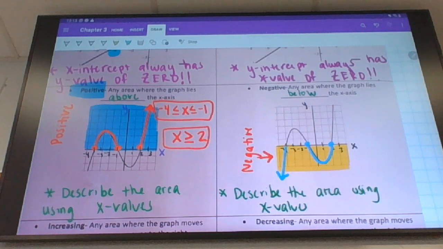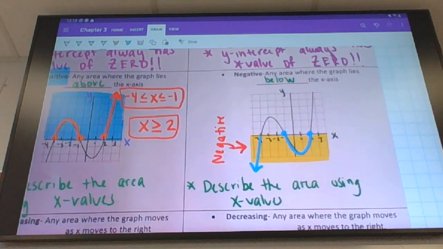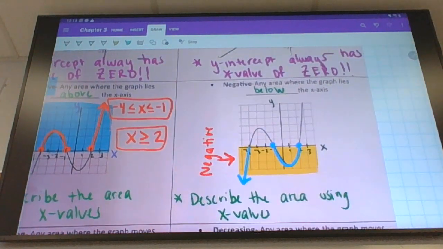Okay, so if we're below the x-axis, on this side, that's what, a -4. So I'm going to describe that as x is less than or equal to -4. And in the middle, x goes between -1 and 2.